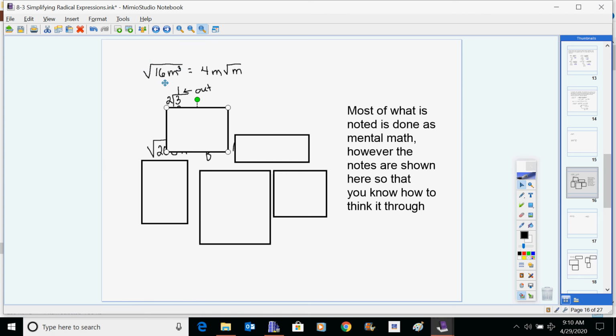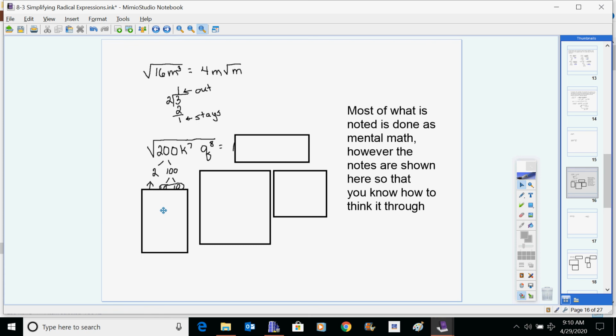3 divided by 2, because the index is 2 and the exponent is 3, means that 1 will come out and 1 will stay in because that's your remainder. Okay, 1 comes out, 1 comes in. For 200, if we prime factor that, we have a pair of 10's, so 1 10 comes out, and there's a leftover 2 that stays in.